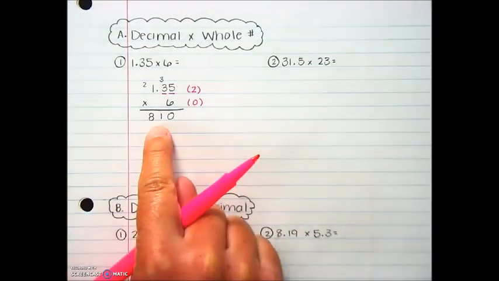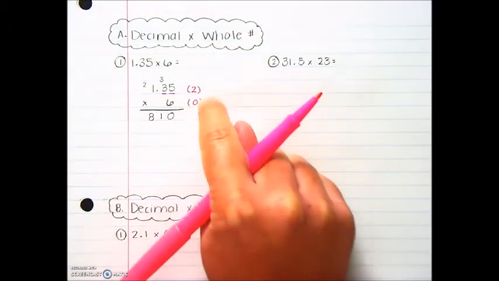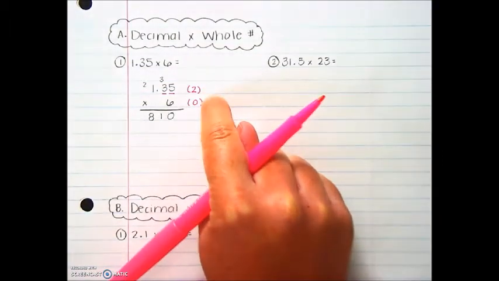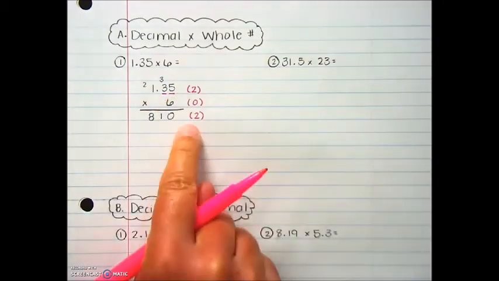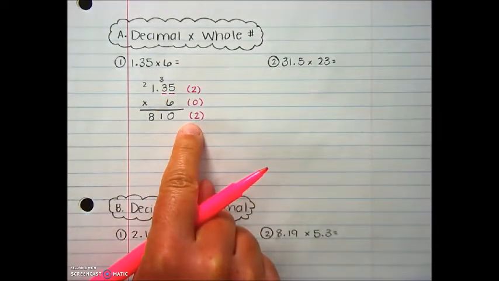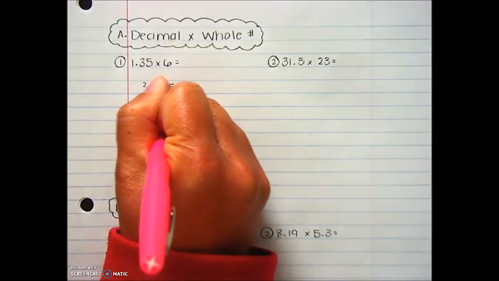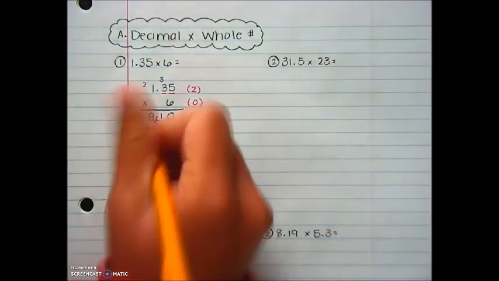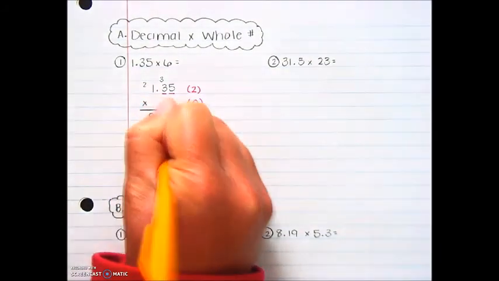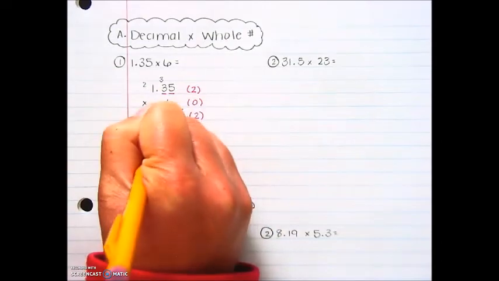So in order to figure out where to place my decimal point in my answer, I can add together the digits in these two parentheses, so 2 plus 0 equals 2. And then I'll move the decimal point so that there are 2 digits after the decimal point in my answer. In other words, I start at the end and I go 1, 2 loops and place my decimal point here, which means my final answer is going to be 8 and 10 hundredths, or 8 and 1/10.